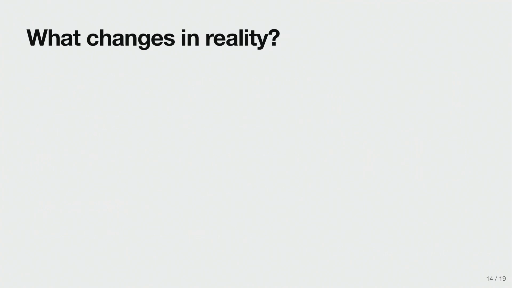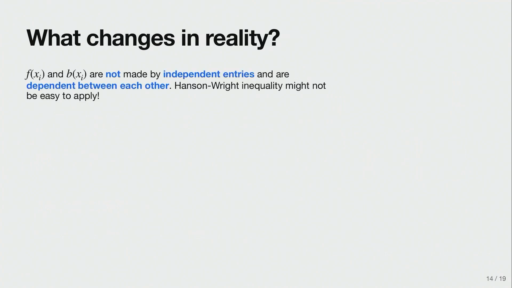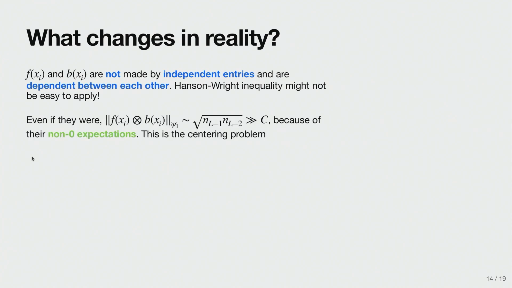However, in reality, stuff is more difficult, because first of all, the entries of f and b are not independent, and actually f and b are dependent on each other. So this already makes the story more difficult. And the other thing is that their expectation is non-zero, and this is critical for our proof. Because if we just look at the sub-exponential norm of these non-centered vectors, the sub-exponential norm would be very, very large. So we wouldn't be able to reuse these results. So what can we do about this?